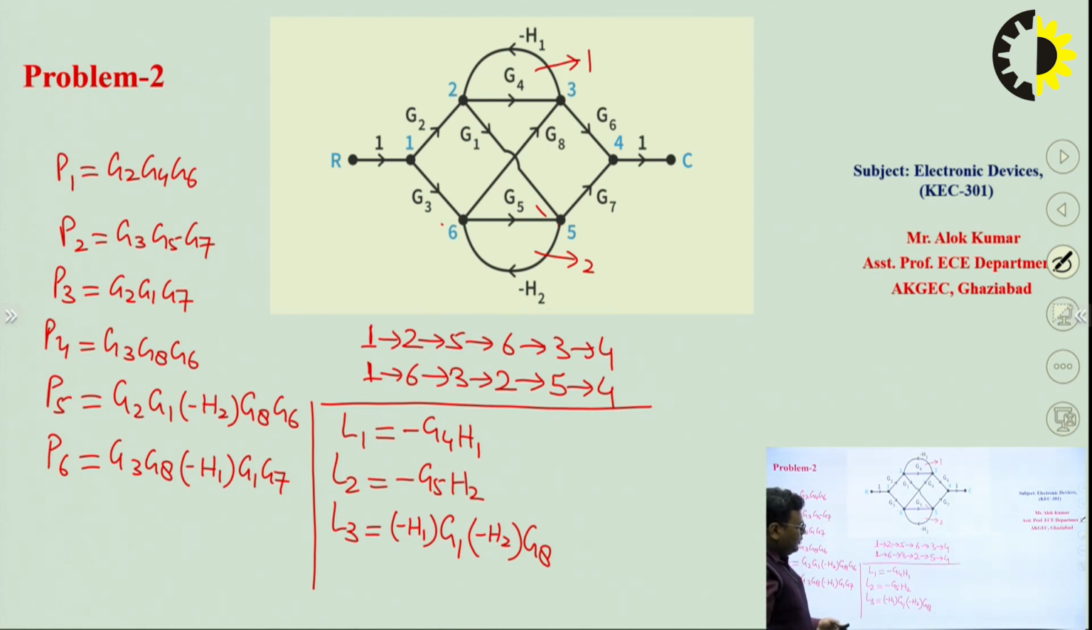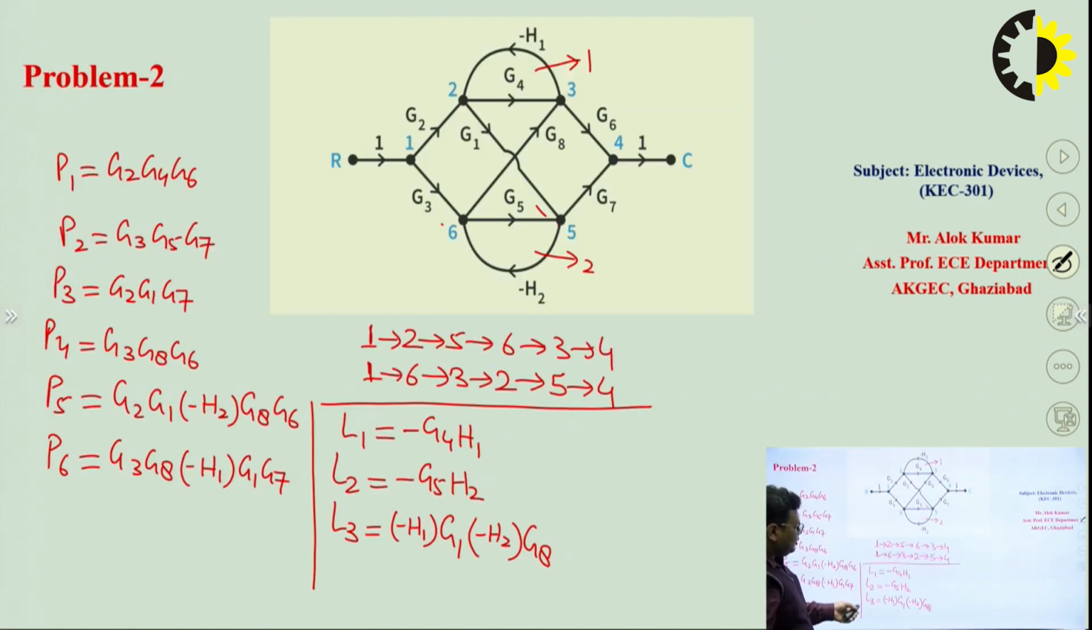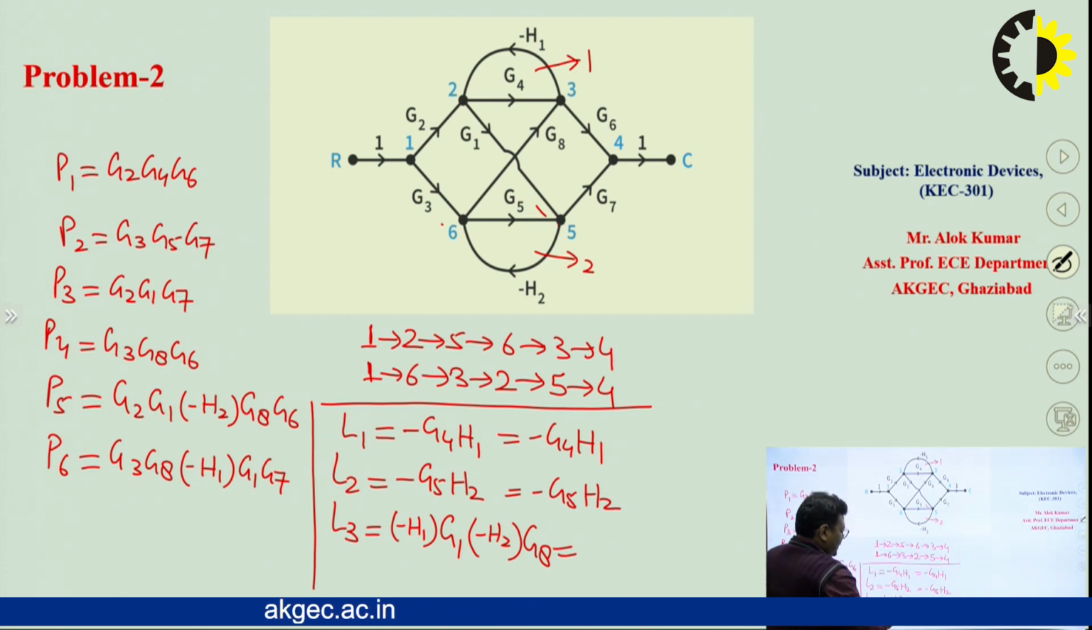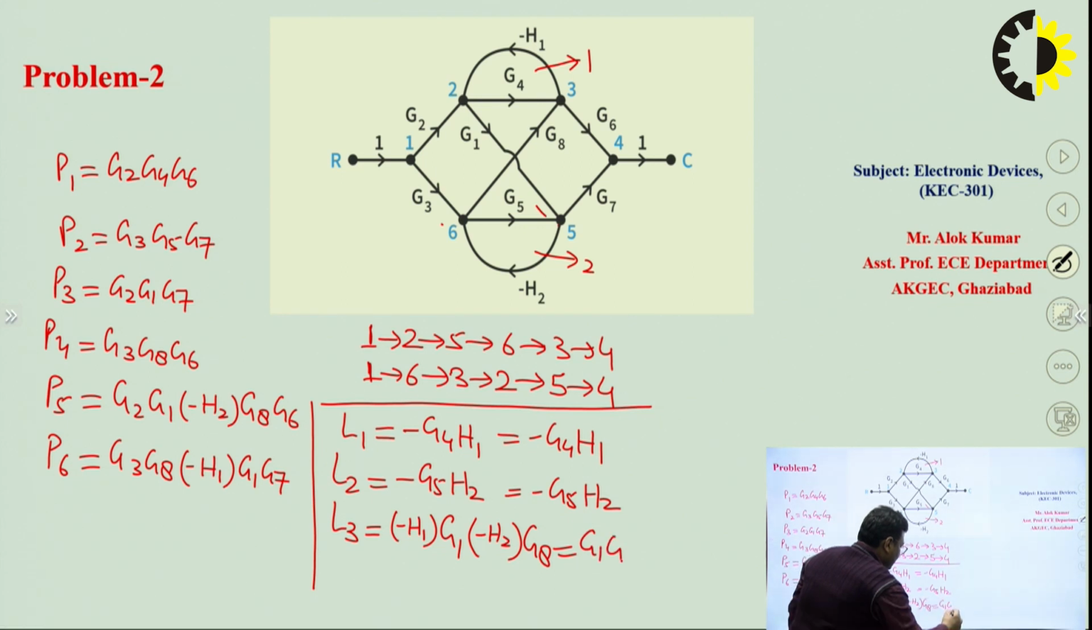Now we can find the value of delta. So in the next slide we will see. Delta will be 1 minus the sum of all individual loops. Here we have 3 loops, L1, L2 and L3. So this will be minus G4 into H1, this will be minus G5 into H2, and this minus minus will get plus, so it will be G1, G8, H1, H2.